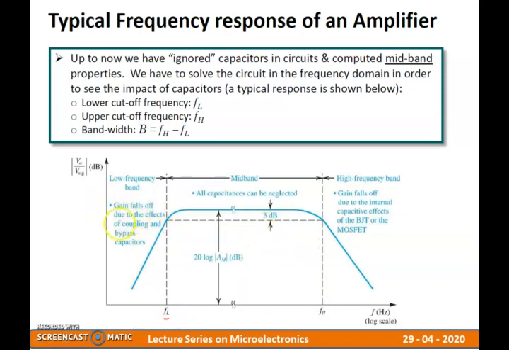So gain falls off at low frequency due to the effects of coupling and bypass capacitors, and gain falls off at high frequency due to the internal capacitive effects of the MOSFET, and the same case is acceptable when it comes to BJT also. Now how do I say that the reduction in the gain in the higher frequency band is particularly because of internal capacitive effects, and the gain reducing in the lower band is because of coupling and bypass capacitors? We are going to see that in the subsequent slides.